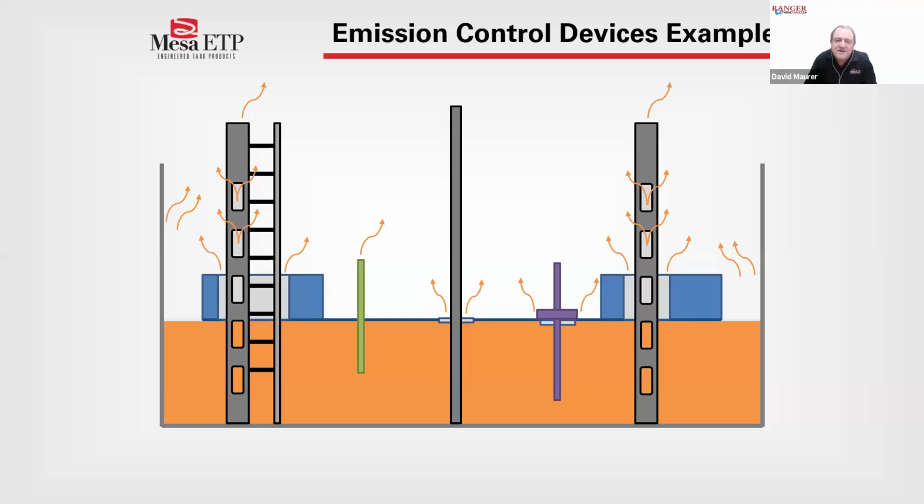Thank you, Adam. As Adam said earlier, the main control device in this picture is going to be the floating roof itself. But where does that leave us? You can't have the floating roof touching the shell.